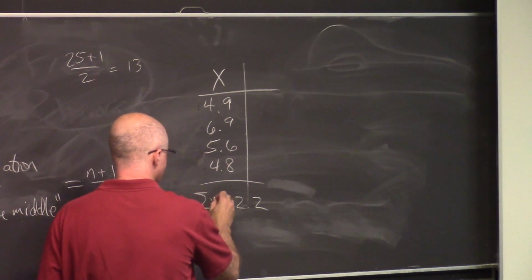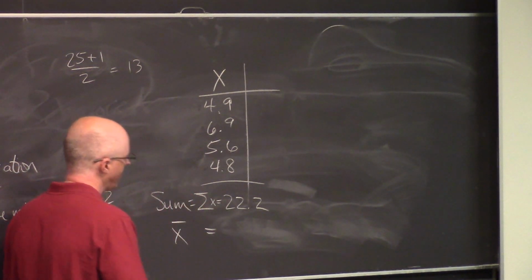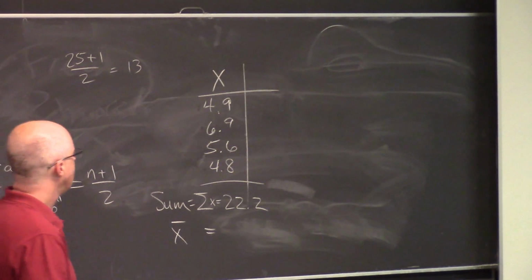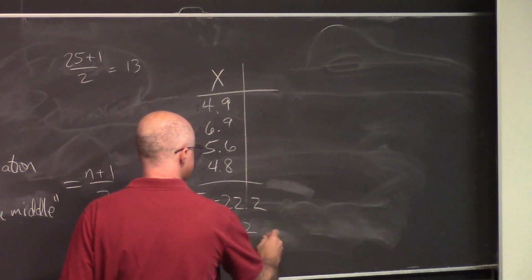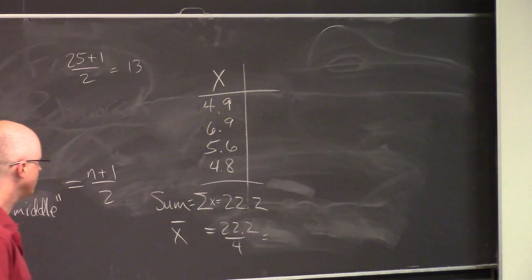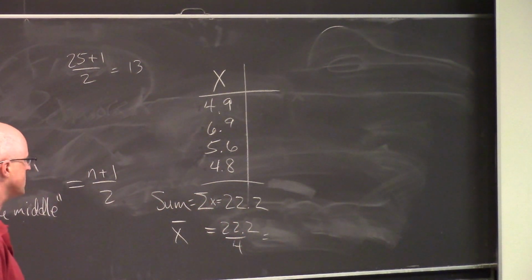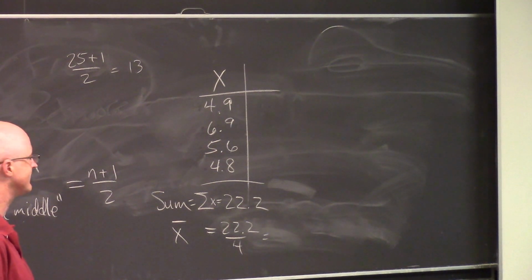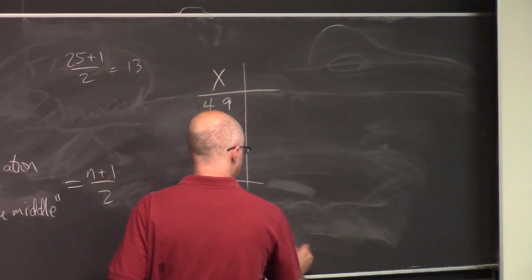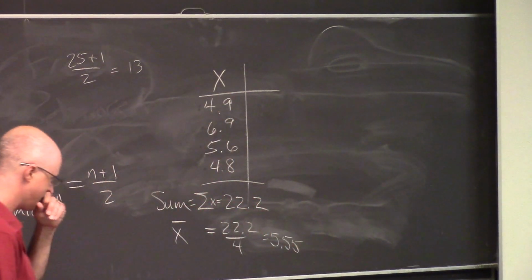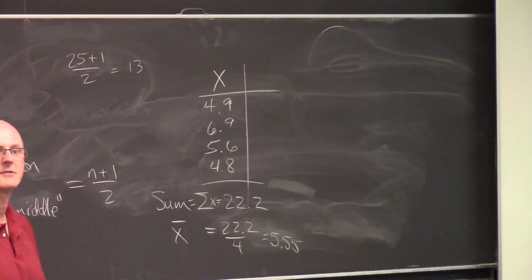Probably should put an x here. And then you divide by how many there are. 22.2 divided by 4 is the mean. 11.1 divided by 2 is the same answer. That would be 5.55. The mean unemployment rate for these 4 states in August 2008.